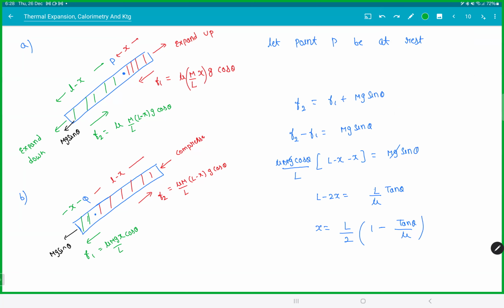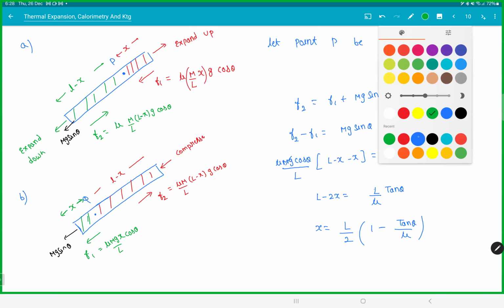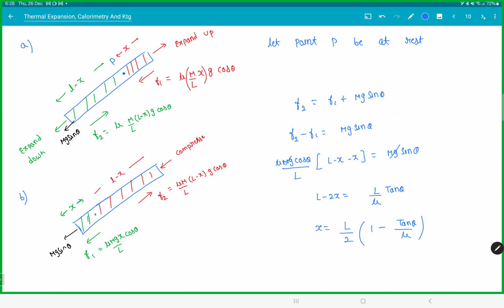But the X is from the bottom now. You're getting it? P is X from the top, Q is X from the bottom. So be careful. This is Q. Check it out. So you get the same answer, but P and Q are not at the same point. P is on the top and Q is at the bottom.